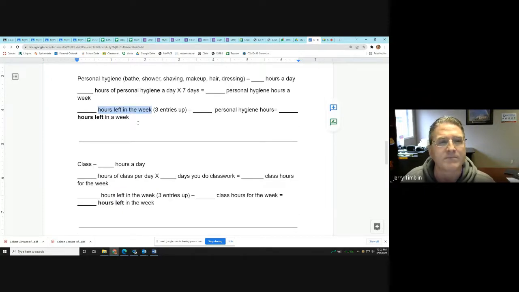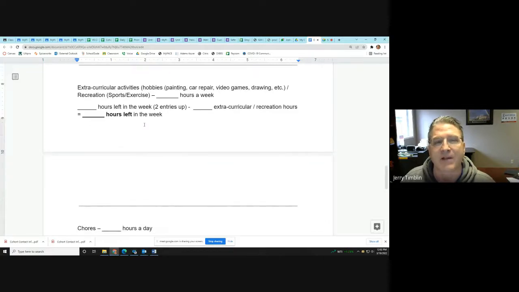Now there are a couple where it just does the weekly amount, like extracurricular activities. This one's just doing hours spent per week. So you need to figure out about how many hours you spend doing things like hobbies, exercising, video games, whatever you do for recreation and enjoyment. That's going to go in that section. You put the number of hours that you spend doing that. You bring down the number of hours left in the week from the previous section, and then subtract. So this one, you're not doing the multiplication times 7. You're just figuring out what it is per week.